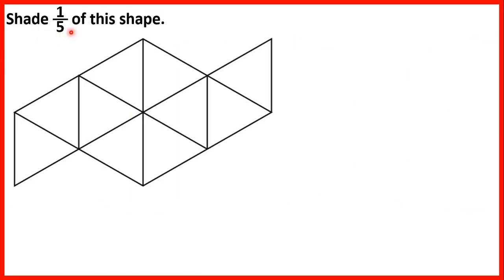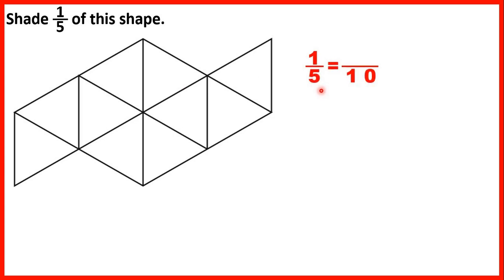Shade 1/5 of this shape. Now this question is confusing because we need to shade 1/5, but our shape hasn't been divided into 5 pieces, it's been divided into 1, 2, 3, 4, 5, 6, 7, 8, 9, 10 pieces.